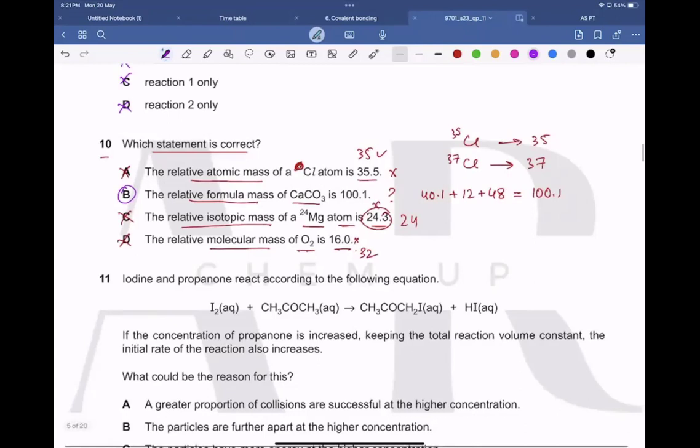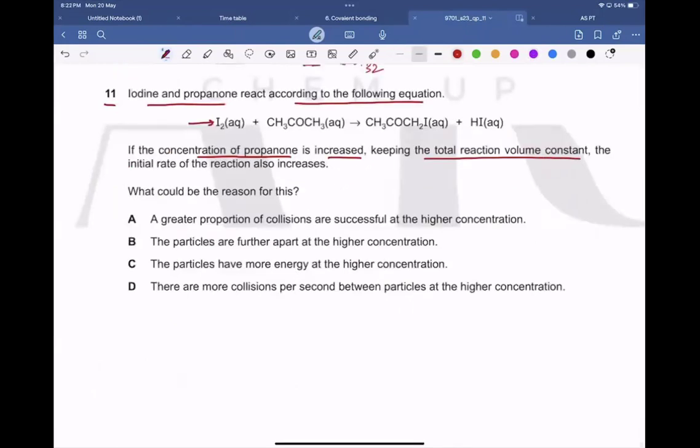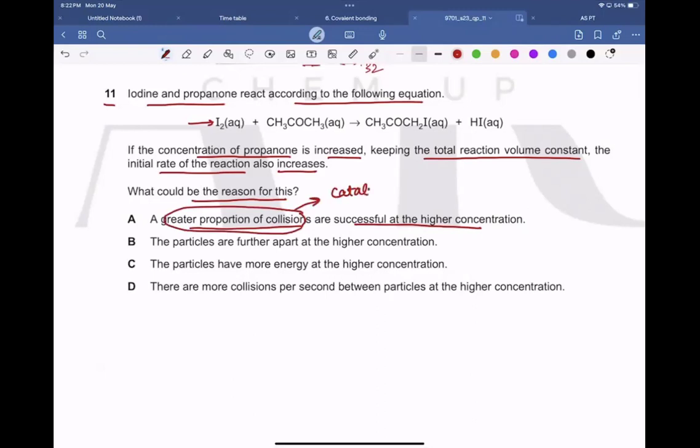Iodine and propanol react according to the following equation. If the concentration of propanol is increased, keeping the total reaction volume constant, the initial rate of reaction also increases. What could be the reason for this? If we increase the concentration, a greater proportion of collisions are successful at the higher concentration? No, the proportion remains the same. A greater proportion of collisions occurs only when a catalyst is added or temperature is increased, not by increasing concentration. So A is wrong.